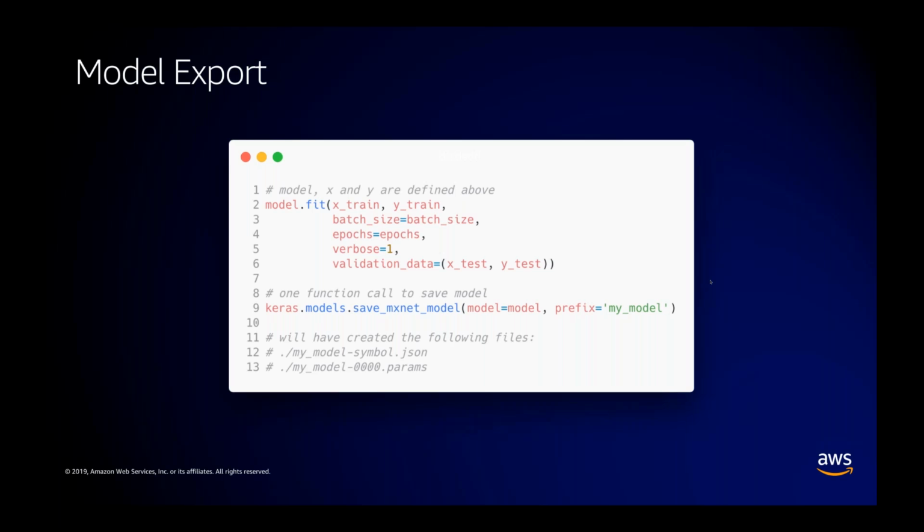The first one is a symbol.json file, and that describes the architecture of the network, so which operations are performed in different orders. And then there's a parameters file. Inside the network, there's a number of parameters that are learnt, and the params file contains all that information.